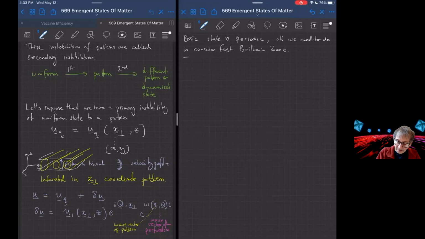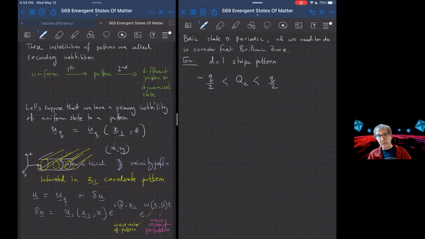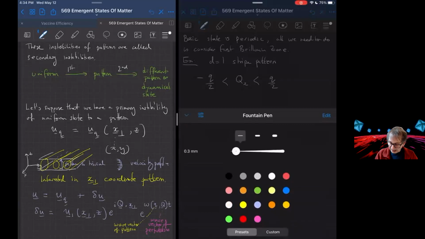So for example, and I'm going to, of course, try to make this as easy as possible, in the one-dimensional stripe pattern, the Brillouin zone is -q/2 less than the perturbation wave vector in the x direction less than q/2, like so. So that's the first Brillouin zone. That's where we have to consider the stability analysis.